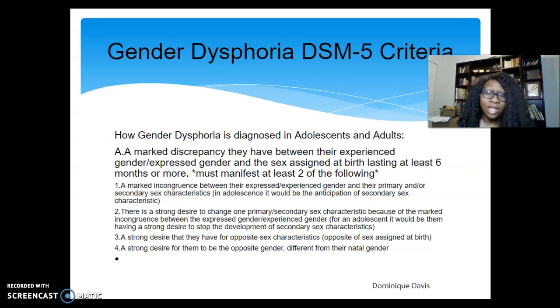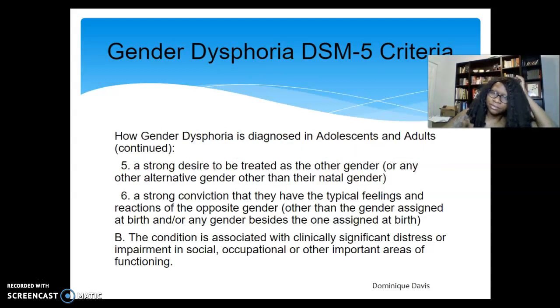And then there's a strong desire to have the opposite sex characteristics than the ones that they have at birth. A strong desire for them to be the opposite gender, different from their natal gender. So 3 and 4 are similar. 3 is more so the physical characteristics that we assign with male, female, and then 4 is more their desire to identify as the opposite gender than what they were. Just to be clear, because I know they seem similar.